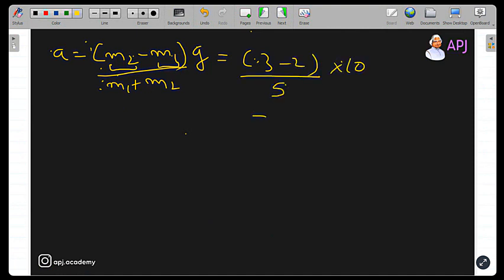Here I write 10 for g. This is basically nothing but 30 minus 20 upon 5, which is nothing but 2 meter per second square. This is the value of your acceleration.